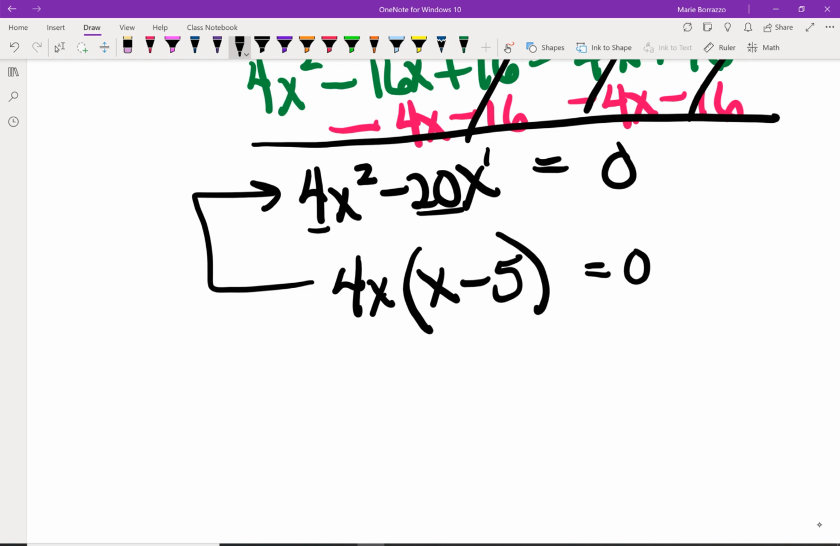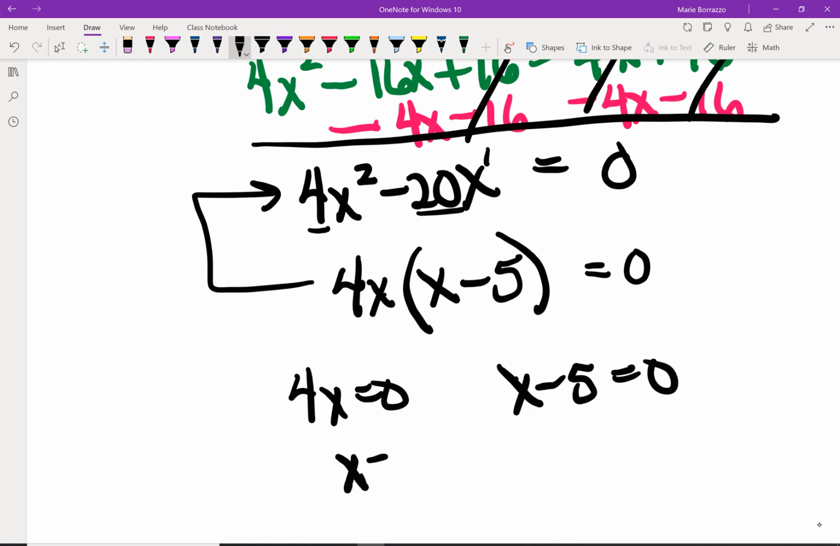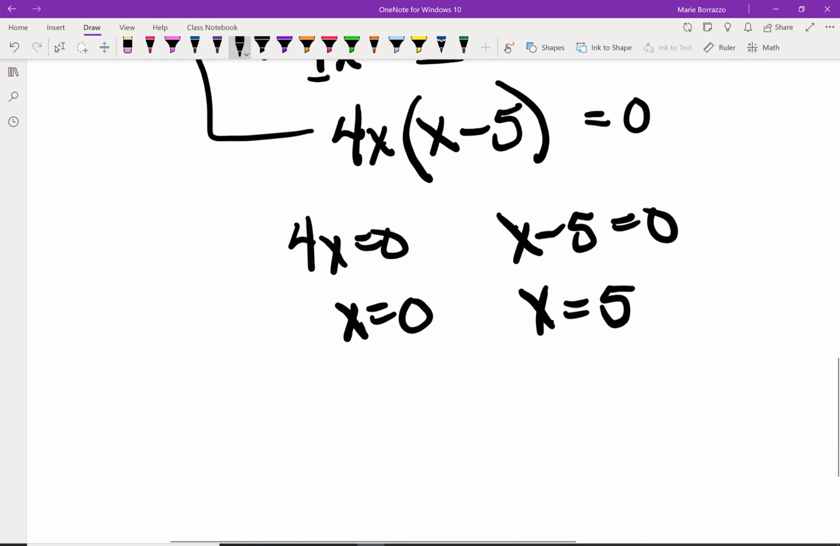That means that I have 4x equal to 0, and I have x minus 5 equal to 0. So therefore, x is equal to 0, or x is equal to 5. Now, we have a radical, so what we want to do is test it by putting it back into the original equation.